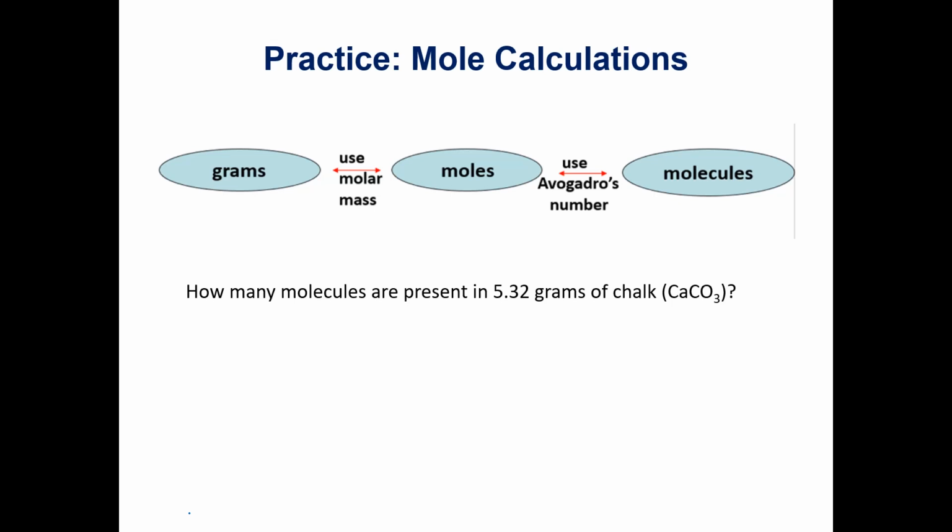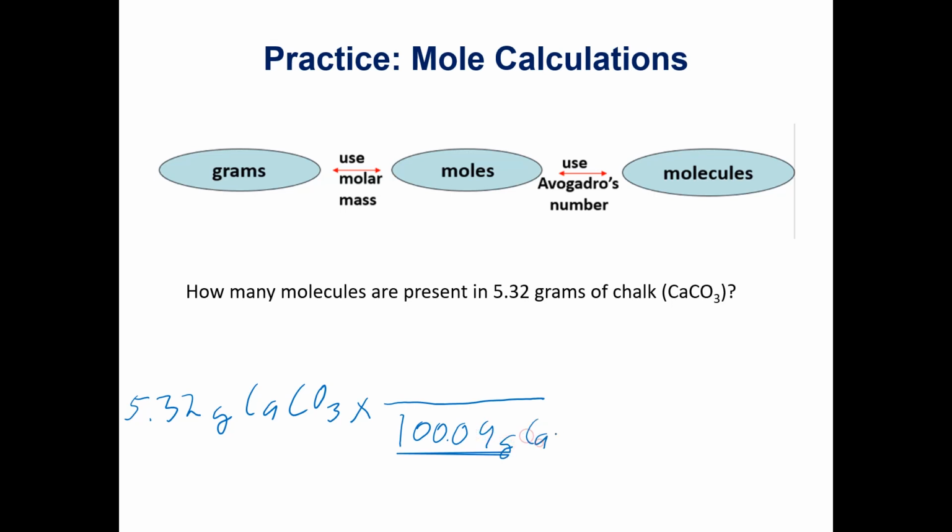So let's try one more here. This time we're going to go from grams to molecules. So if we start with 5.32 grams of calcium carbonate. Now we calculated a few slides ago what the molar mass of calcium carbonate was. We said that that was 100.09 grams per mole. So since we start with grams, we need grams on the bottom of the next step in order for the grams to cancel out. Per mole of calcium carbonate.